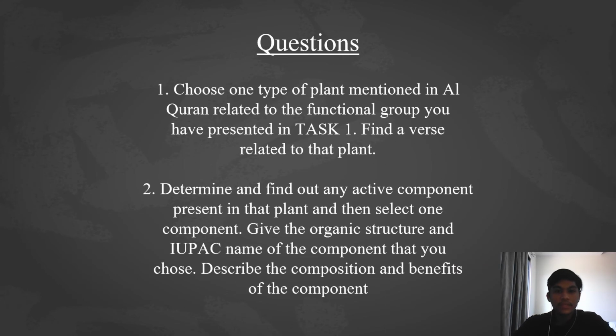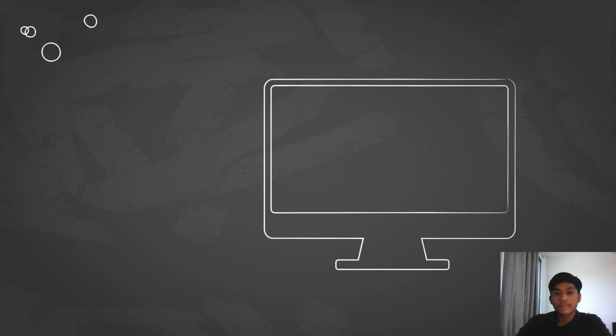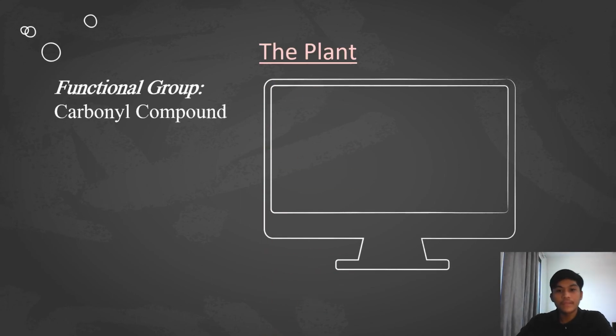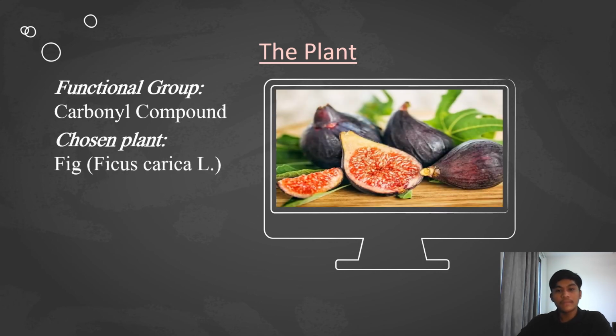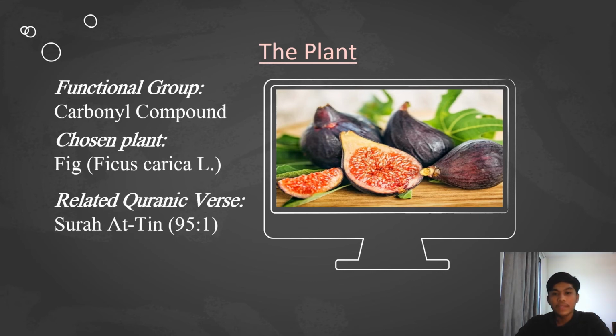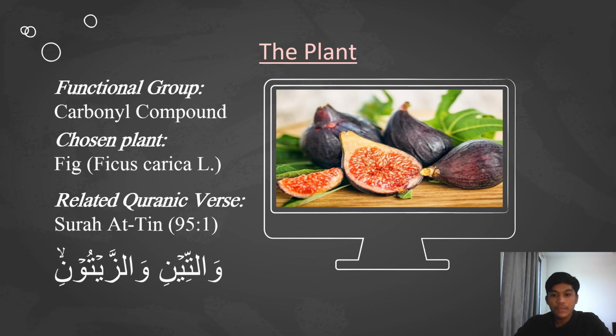Okay, so this is the question for Task 2, Naqli and Aqli component assessment. For the plant, our group chose one plant which is the fig. The scientific name is Ficus carica L, which comes from the carbonyl compound functional group. The related Quranic verse is from Surah At-Tin verse 1: Wattini wazzaytun. The meaning is, by the fig and the olive. You can see the picture of the fig.